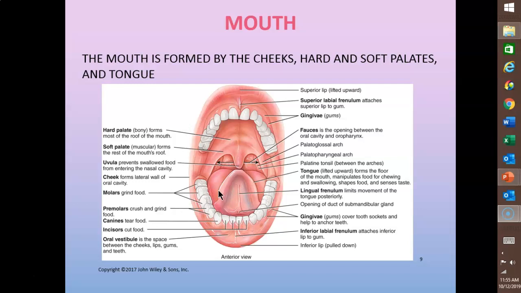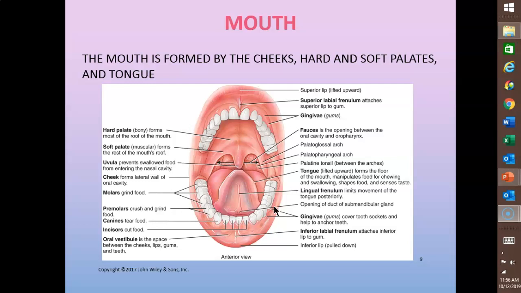You have your teeth, your molars that are going to crush and grind, your premolars that also crush and grind because of their flat surfaces. You have your canines that are going to rip and tear, and your incisors that cut food and get that initial bite, especially if you think of biting into something like an apple.